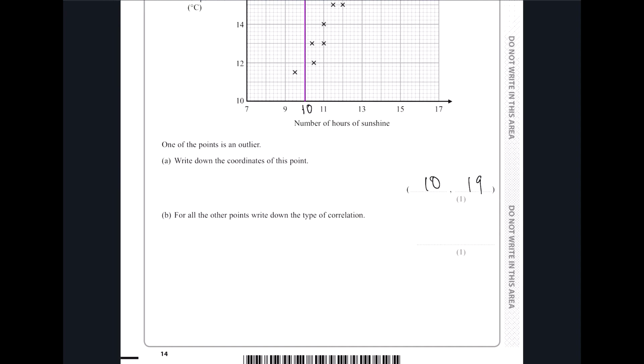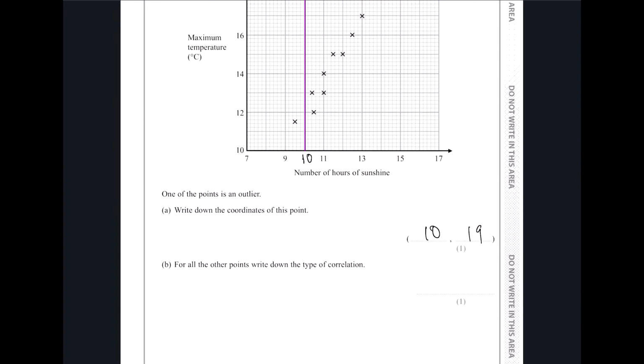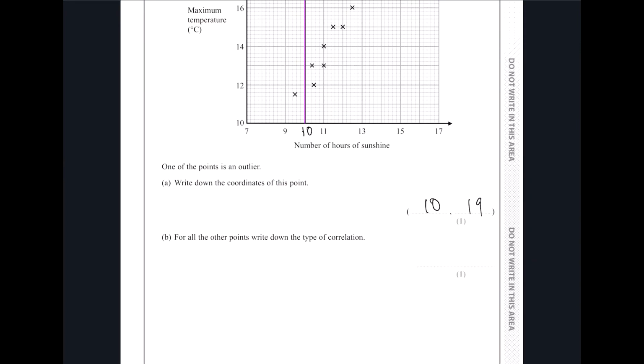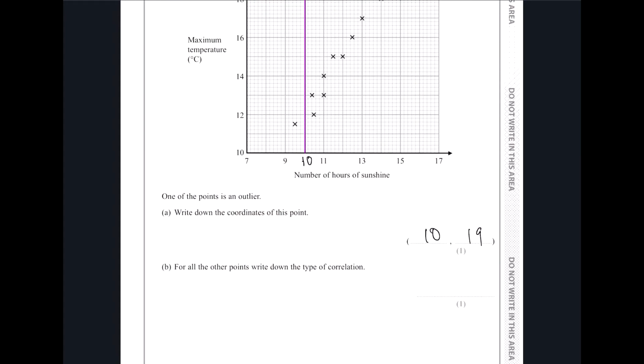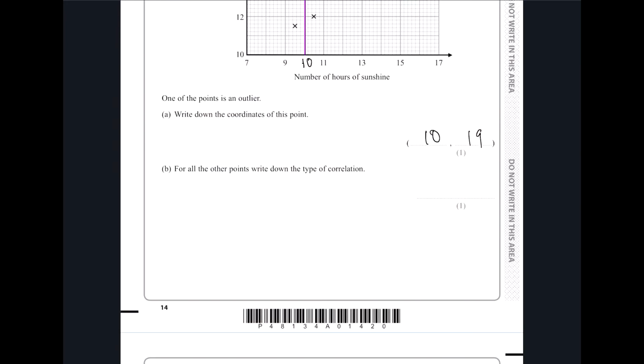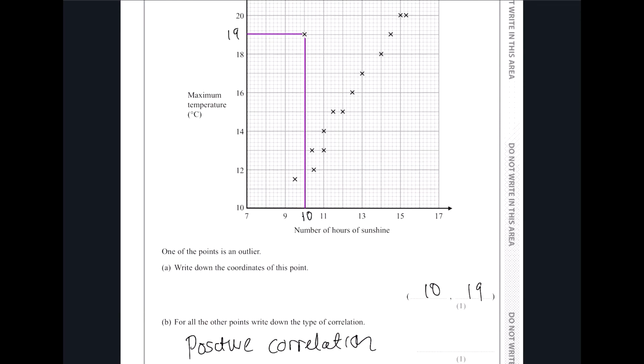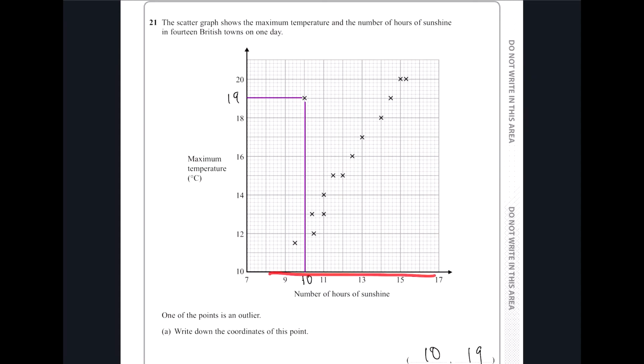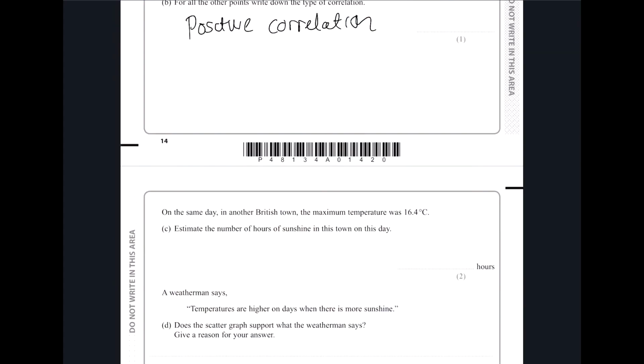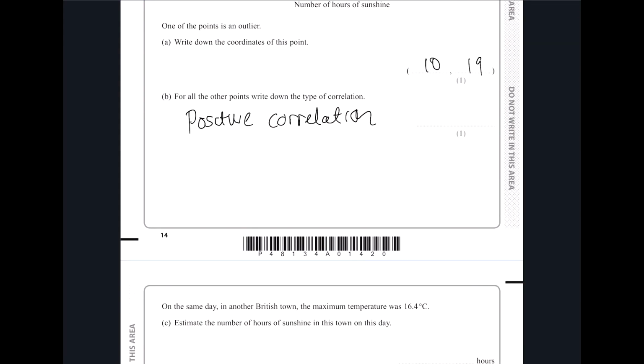So for all other points, write down the type of correlation. Well, the correlation just refers to the pattern of the data. So as we can see, it is a positive correlation. And the reason I say positive is when one of the variables goes up, then the other variable also goes up, and that's how we see the graph going up in this direction. So that's the answer to that, positive.